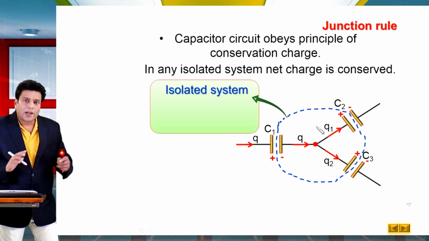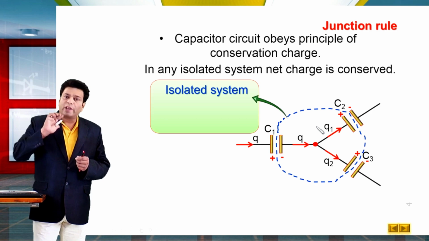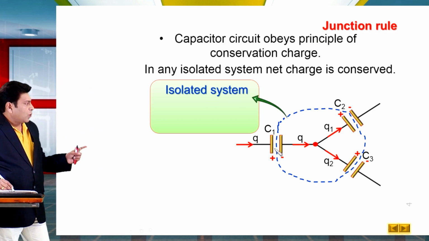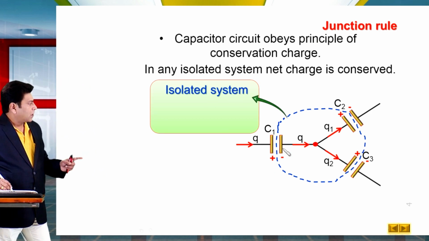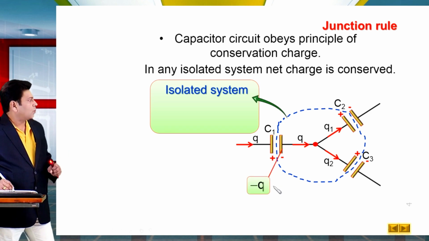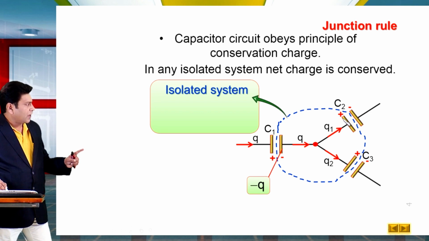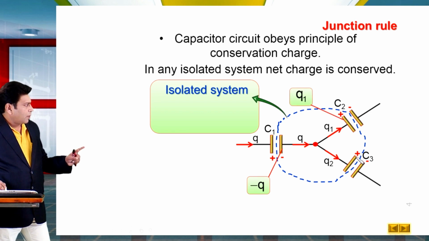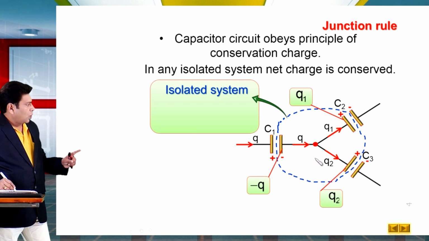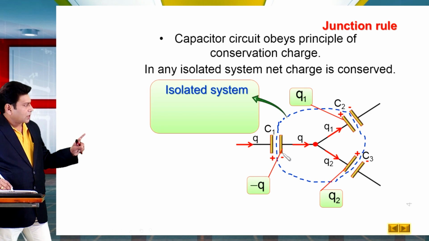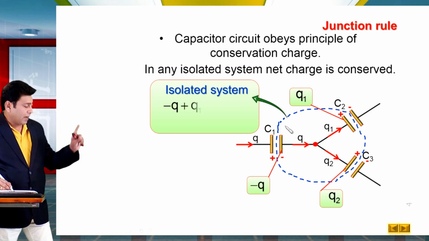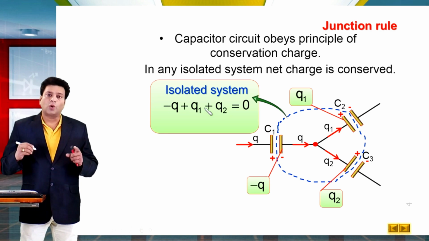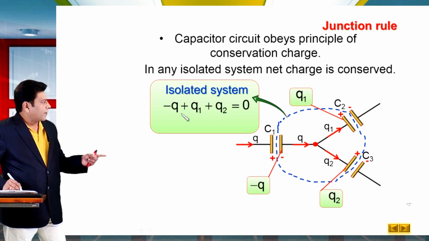So, in this isolated system, the summation of the charge should be conserved, and we know this plate has positive charge. So, this should have the negative charge. So, this should be minus Q, and this is plus Q1, and here it should be plus Q2. So in this isolated system, we can observe we have the charges minus Q, Q1 and Q2. That means minus Q plus Q1 plus Q2 should be equal to 0. So we can rearrange this equation.